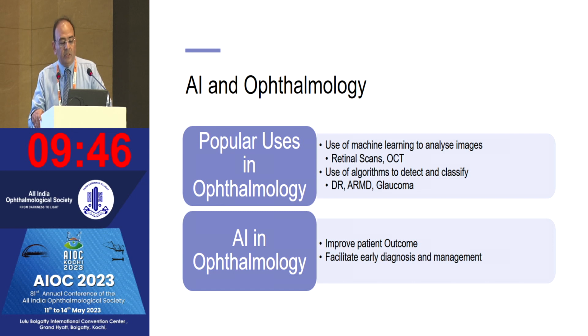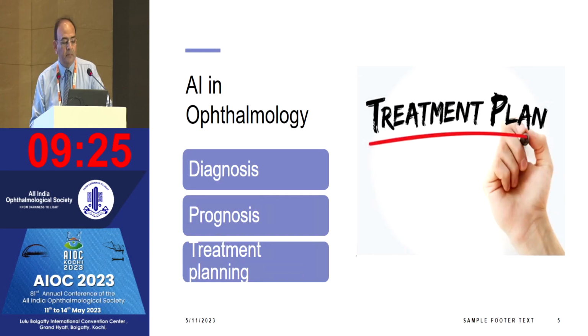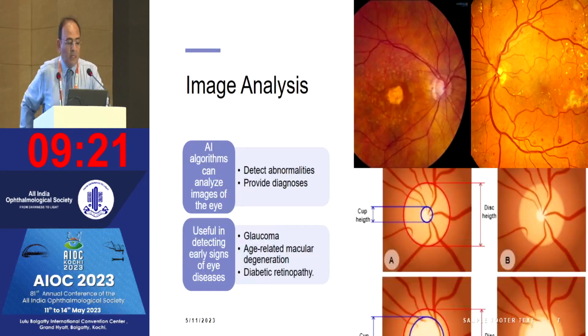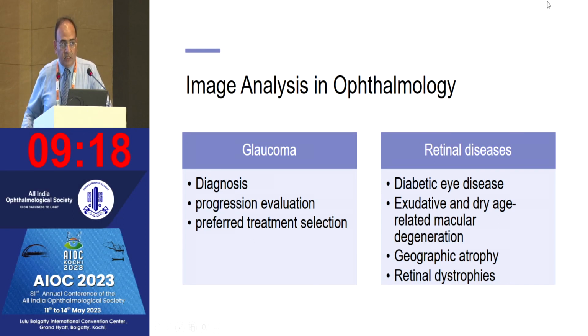Popularly, AI algorithms are being used in machine learning to analyze images such as retinal scans, OCT, and we have been using algorithms to detect and classify diabetic retinopathy, ARMD, and glaucoma. Overall, it has improved patient outcome and has facilitated early diagnosis and management in ophthalmology. Image analysis in ophthalmology is a part of AI and has been widely used in glaucoma for diagnosis, progression evaluation, and preferred treatment selection, as well as in retinal diseases such as diabetic retinopathy. We just heard Dr. Prasanna about that, exudative and dry age-related macular degeneration, geographic atrophy, and retinal dystrophies.